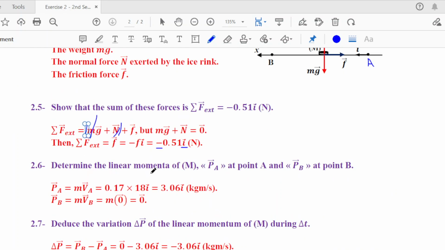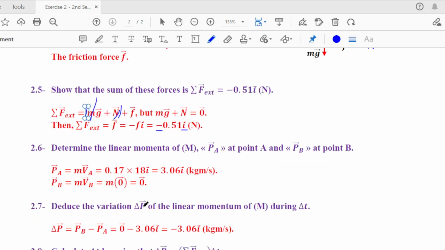Now determine the linear momenta PA and PB at A and B respectively. Here I just apply the rule. We know that the linear momentum is equal to the mass multiplied by the velocity. Therefore the linear momentum at A is mass times the velocity at A. Mass 0.17, velocity is 18 i. We get PA equals 3.06 i. Similarly PB equals m VB. M stops at B, so V is 0, therefore P equals 0.